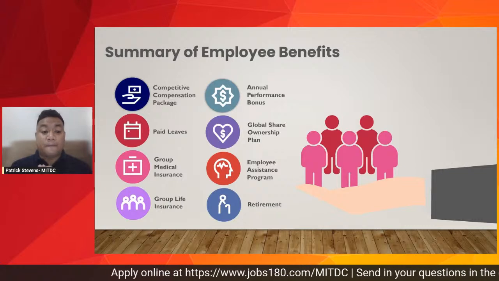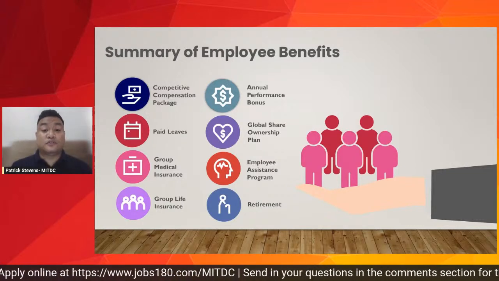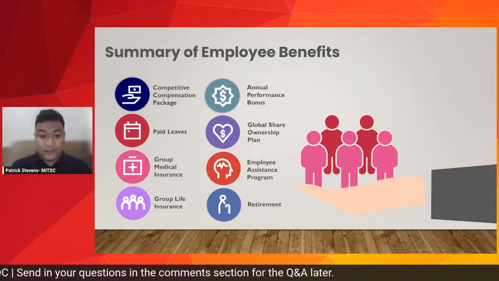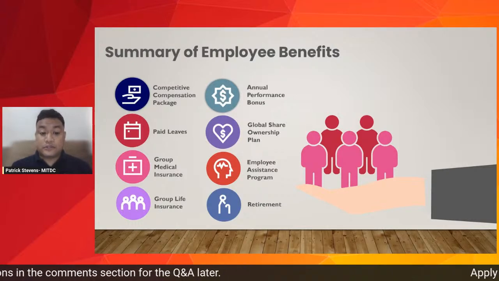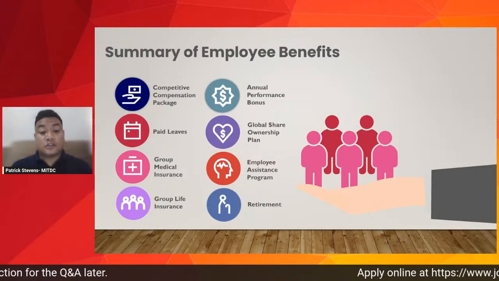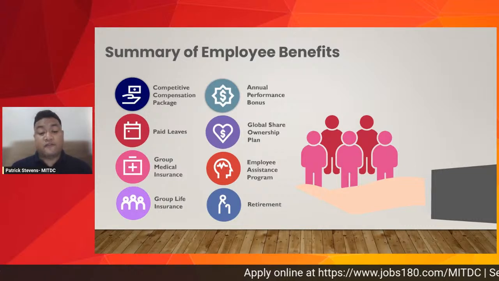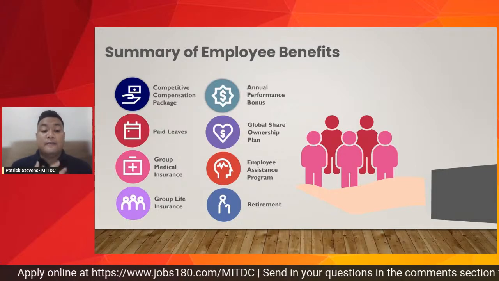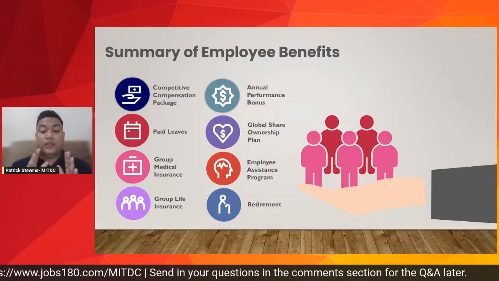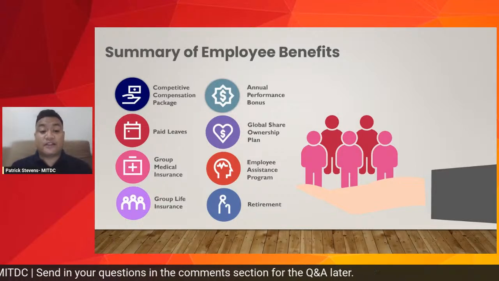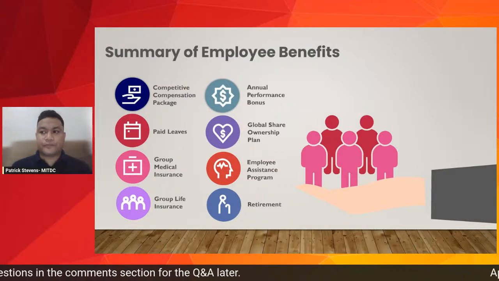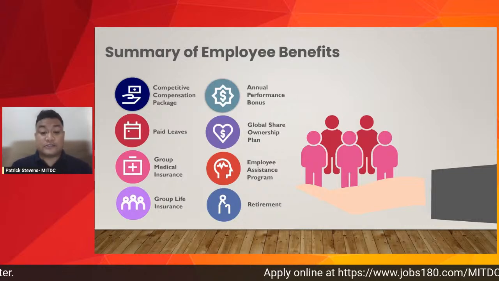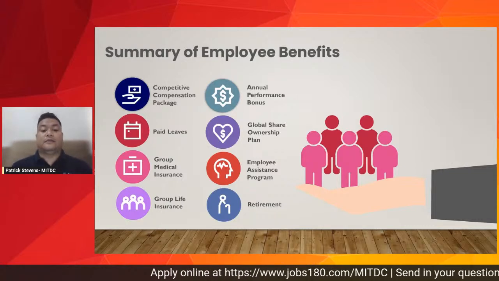And then what we have here is our summary of employee benefits. We are offering competitive compensation package, which includes a 14-month pay. We have paid leaves, medical insurance, obviously, group life insurance, annual performance bonus, global share ownership plan, which is your stocks. We are giving away privileges then if you want to invest in stocks. We also have employee assistance program, and we also have retirement plans. So if you want to stay long in the company, definitely we can help you out and return back the services that you guys rendered in the company for Manulife.